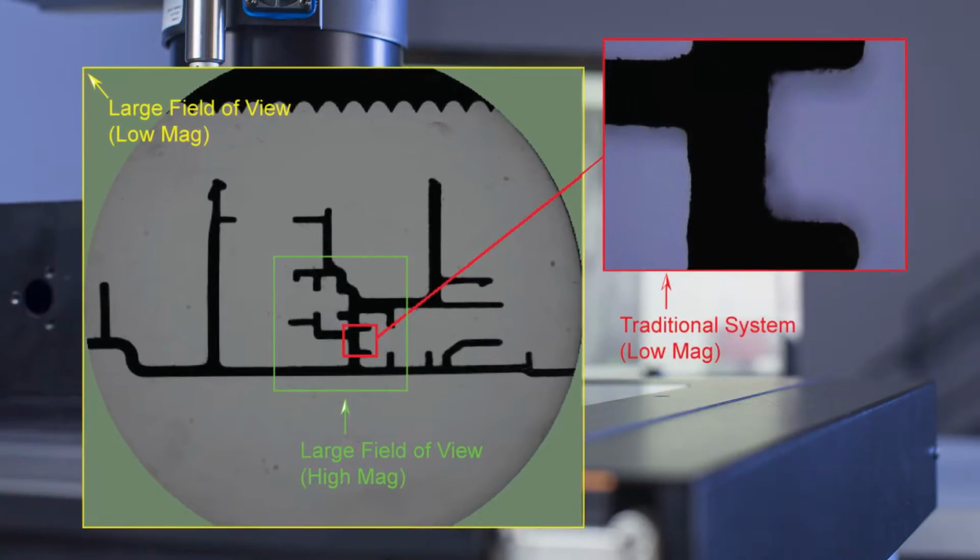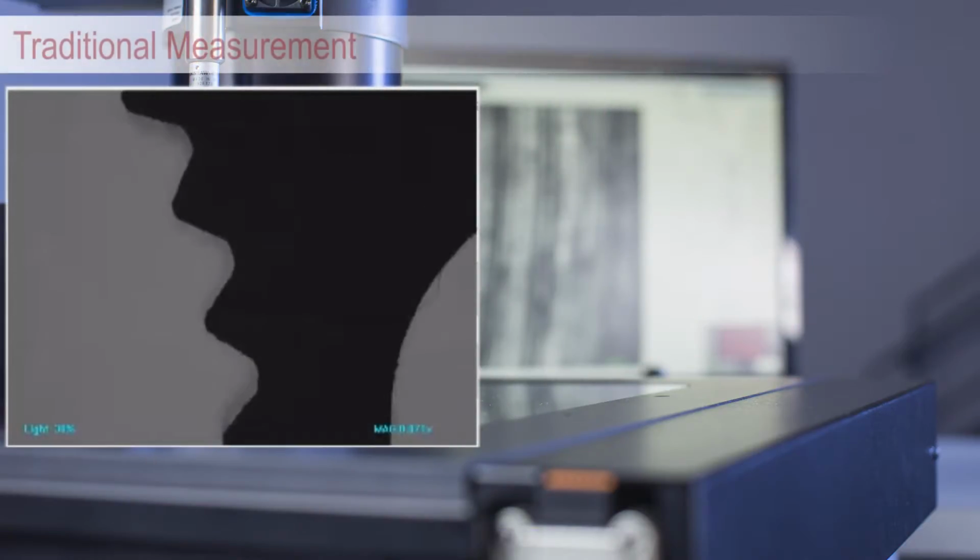For instance, you may be able to view the entire 3-inch, 75mm part on a large field of view system while only seeing about 250 thousandths, 6.35 millimeters, within the field of view of the traditional video measurement system. This small field of view often makes multiple stage moves necessary in order to measure the entire part.